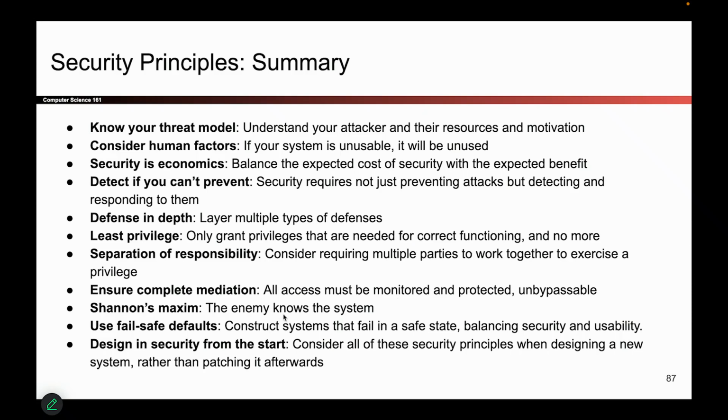Shannon's maxim, assume the enemy knows the system. Don't rely on things being hard to find. That does not count as security. Use fail-safe defaults. Make sure that your systems fail in a safe way. There can be a balance between security and usability. And finally, design in security from the start. Think about all these things as you go through the class and build systems.